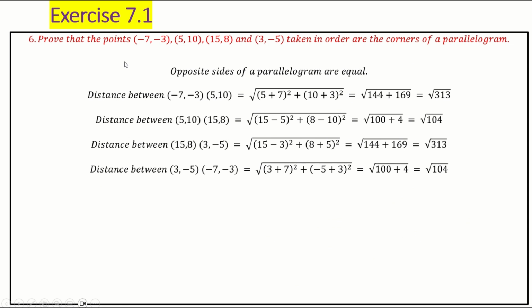More variety of questions. Prove that the points taken in order are the corners of a parallelogram. Now the parallelogram rule is that opposite sides should be the same, right? So just find the distance of all 4 points in the order. Basically, if you call them A, B, C, D, then AB, BC, CD, and DA. That's what I did here, and what I got is that opposite sides are always the same. So it forms a parallelogram. Next.